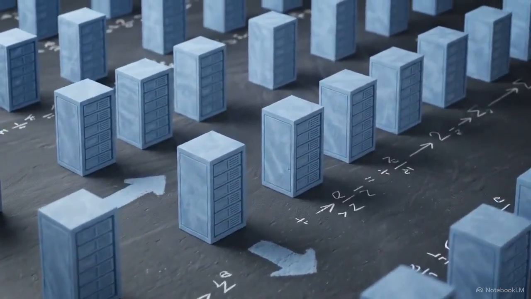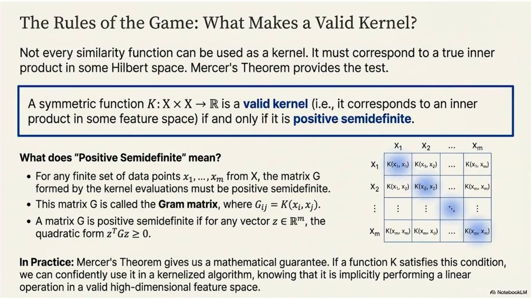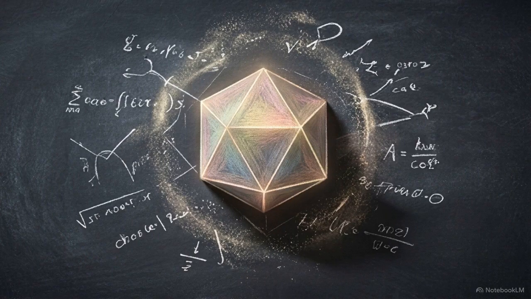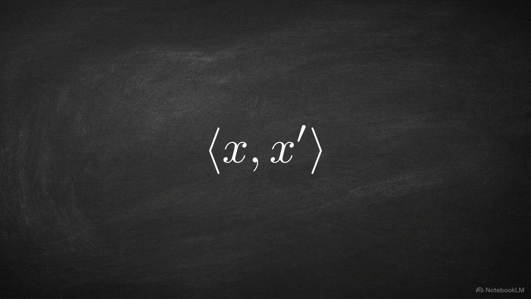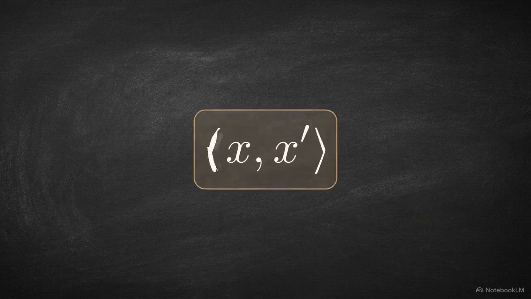Not every function is a valid kernel. It must satisfy Mercer's theorem by being positive semi-definite, ensuring a true inner product. By building a gram matrix with this kernel, we mathematically guarantee we implicitly perform a linear operation in a higher dimension. This principle expands the scope of existing algorithms. Any machine learning method expressed purely in terms of inner products can be kernelized.